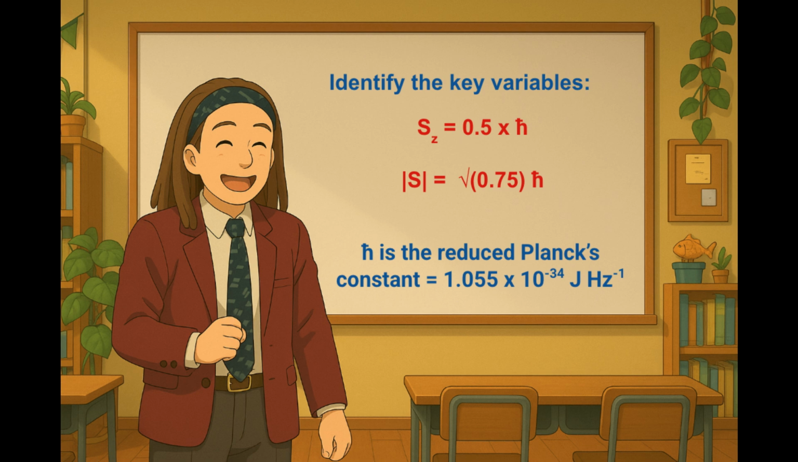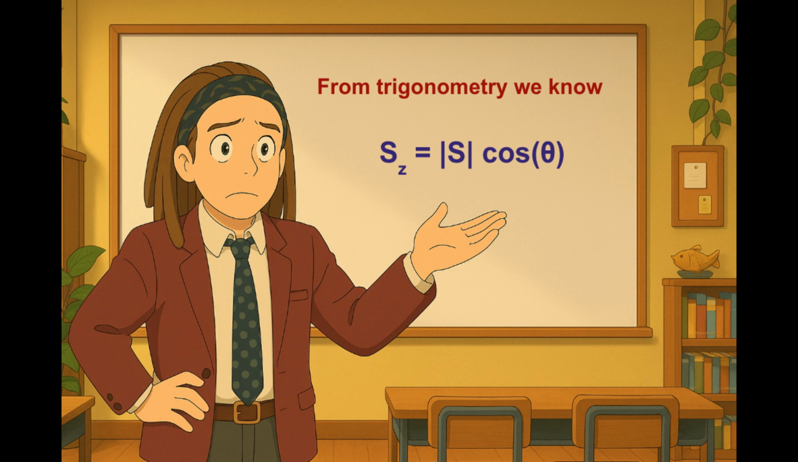Now, let's identify our key variables. We're interested in sz, the z component of the electron's spin angular momentum, and y prime, the magnitude of its total spin angular momentum. Both are expressed in terms of h bar, the reduced Planck constant. For this problem, we are given that sz equals 1/2 h bar, and y prime equals the square root of 0.75 h bar. The core principle we're using here relates a vector's component along an axis to its magnitude and the angle it makes with that axis.